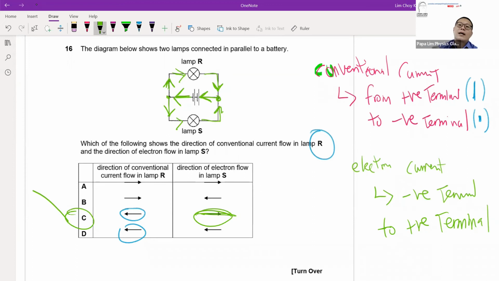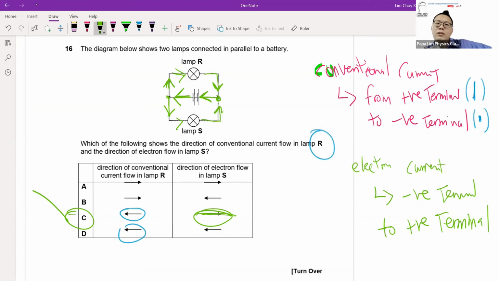So take note, conventional current is from the positive terminal to the negative terminal. Electron current will be the reverse, from the negative terminal to the positive terminal, because for electron current, we look at how the electrons in the wire actually flow. So take note of the two current flows, the conventional current and the electron current.